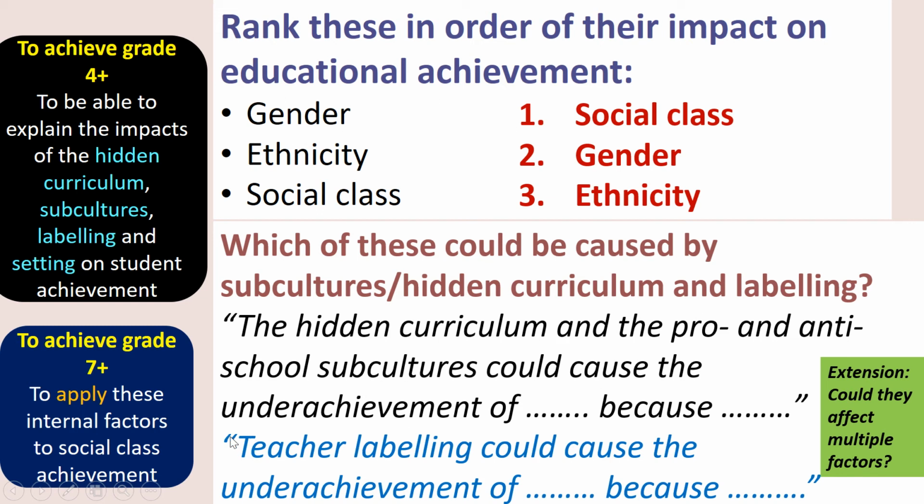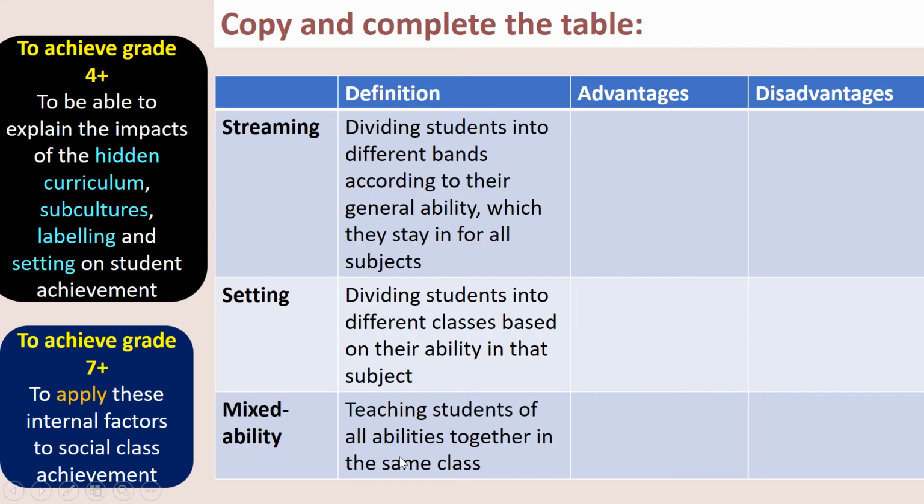How about teacher labelling? Are teachers going to assume that someone from a working class background isn't going to do as well, and therefore they don't push them as much? Might they make the same assumption about boys or about students of particular ethnic groups? And could these things affect multiple factors? Could a teacher's label affect someone who's a working class and boy and white British? That's what Paul Willis found. White British working class boys were the ones who had the anti-school subculture. Maybe because their teachers expected them to and labelled them.